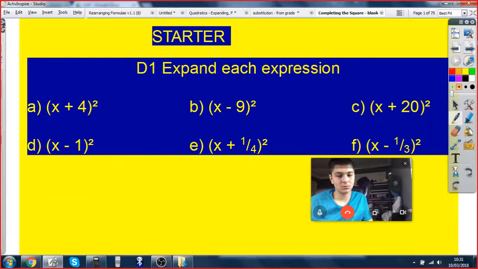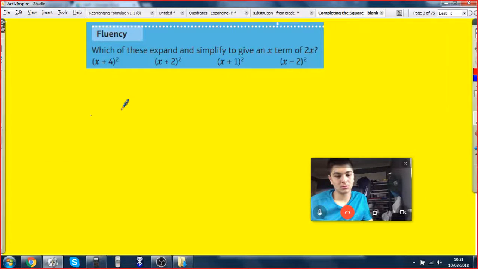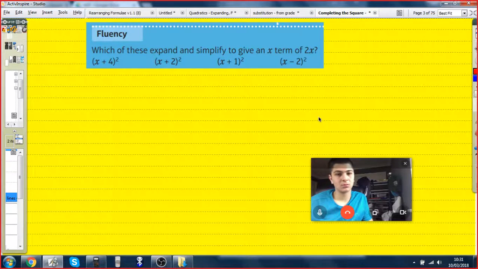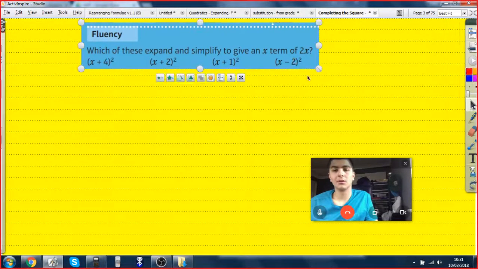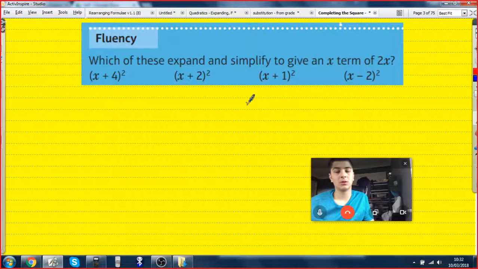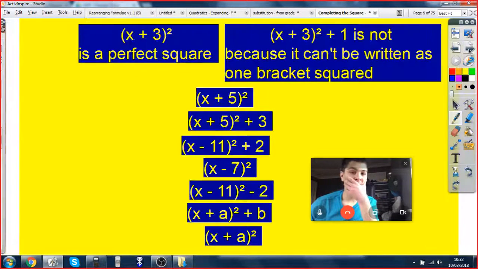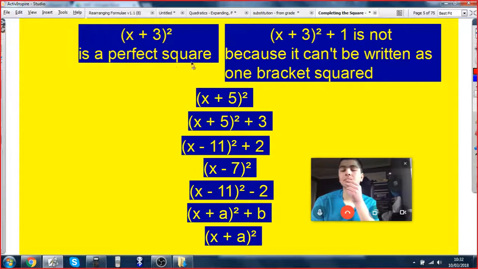You'll be fine there. Which of these would expand to give you a 2x as the x term? Would it be x plus 1 squared? Yep. That's fine. So x plus 3 squared is a perfect square. X plus 3 squared plus 1 is not a perfect square because it can't be written as 1 bracket squared. So each of these, left or right, perfect square or not.